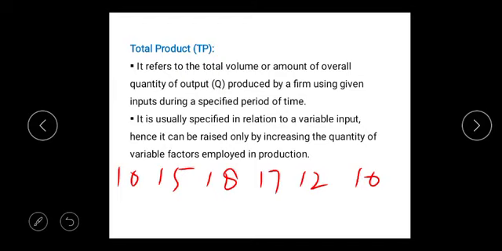Then total product would be equal to 10 plus 15 plus 18 plus 17 plus 12 plus 10, which is equal to 82. So, dear students, it means 82 units of a particular commodity are produced by all the units of a variable factor, that is, by all the units of labor along with some fixed amount of capital.